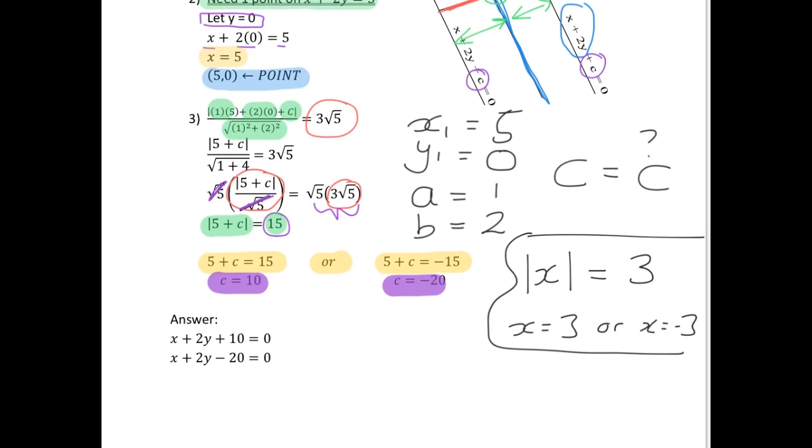And then we recall that we initially said our answers will be of the form x plus 2y plus c equals 0. So filling those two values for c in, we get our two answers, x plus 2y plus 10 equals 0, or x plus 2y minus 20 equals 0. And that is our final answer for that question.